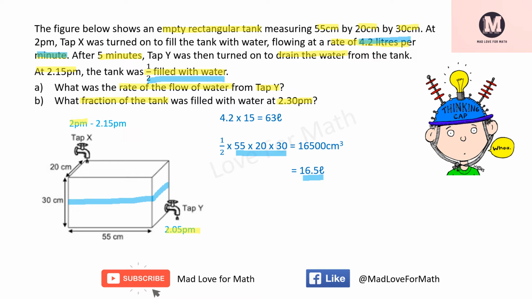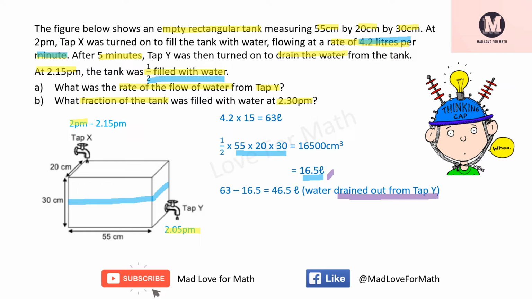So during this amount of time, there is water flowing out from the tap Y as well. So how much is this? So it will be 63, subtract away 16.5, you will get 46.5 liters. And this is the amount of water that is drained out from tap Y. Because at 2:15 p.m., only 16.5 liters was left in the tank. So that means some water has been drained out.